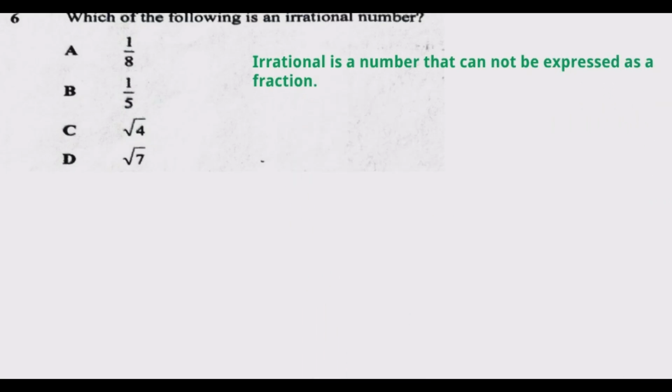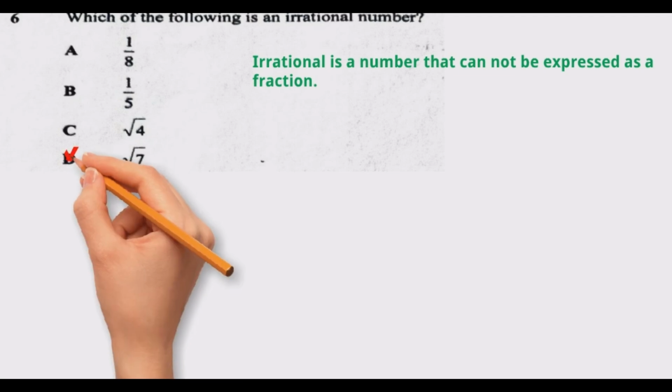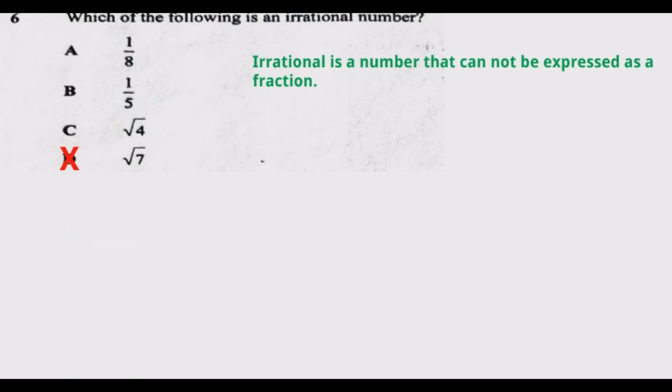Now, before we identify the irrational number, what we need to do is define what an irrational number is. An irrational number is a number that cannot be expressed as a fraction. So the square root of 7 will give us an answer which is a decimal number with a lot of decimal places, which can be difficult for us to write as a fraction. So the correct answer is D.